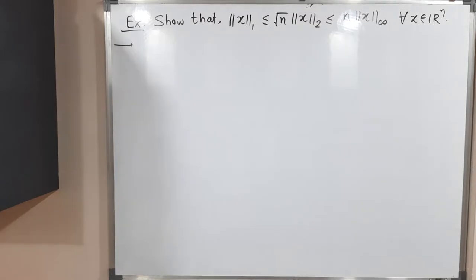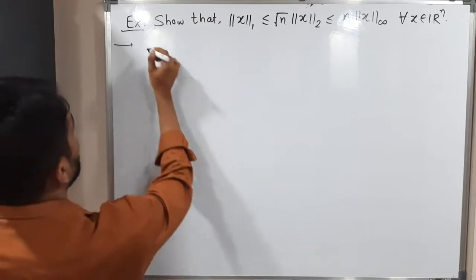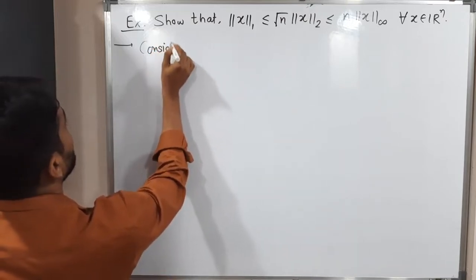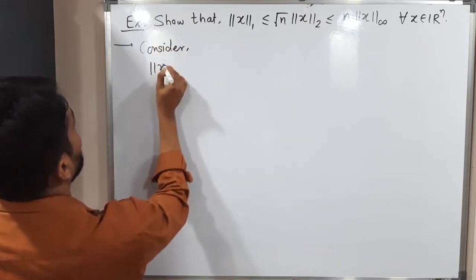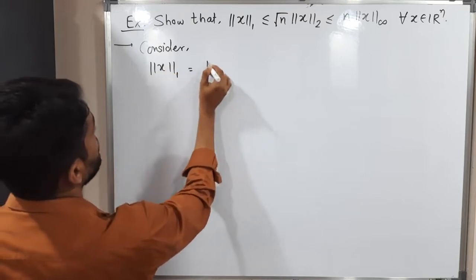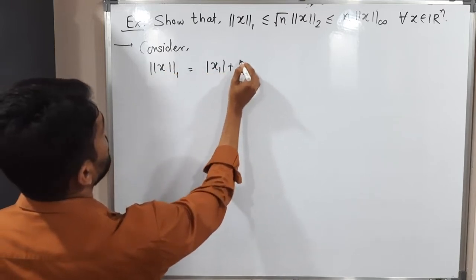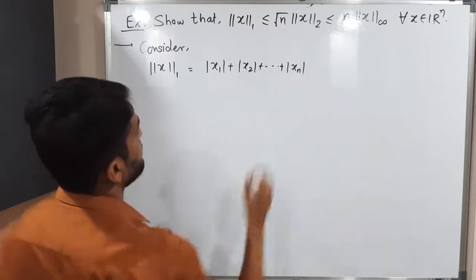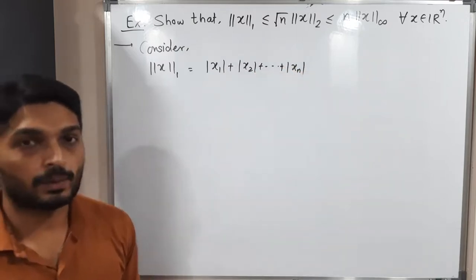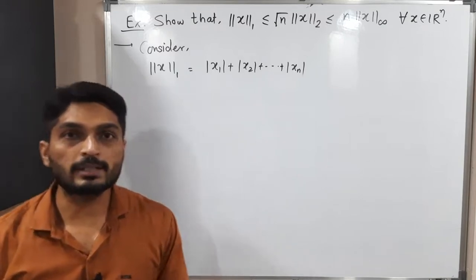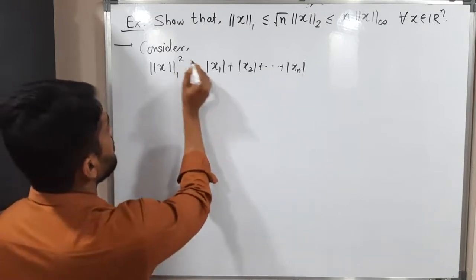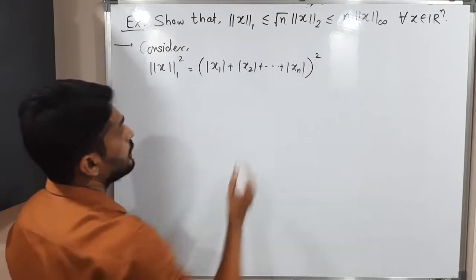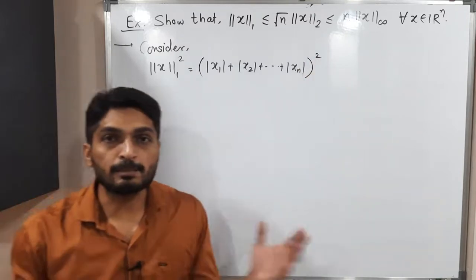So let us work on the first inequality. I will start with norm x1. You are familiar with its definition: it is mod x1 plus mod x2 plus and so on mod xn. So this is the norm x1 definition. What will I do? I will take the square of both sides. Now the question is how to find the expansion of that bracket.